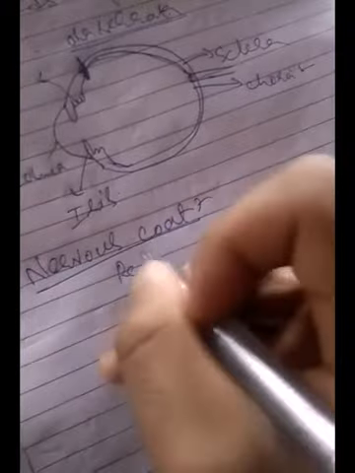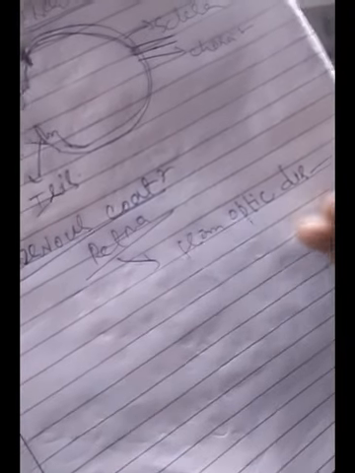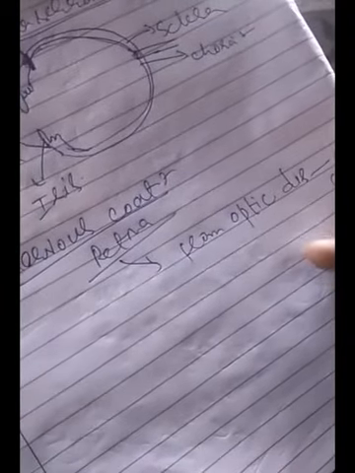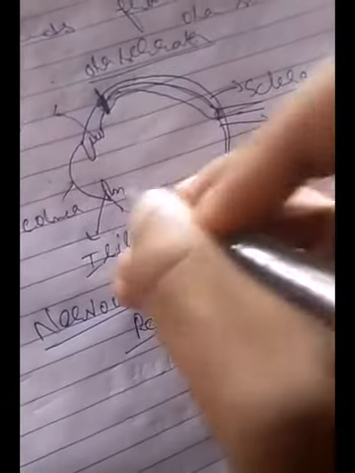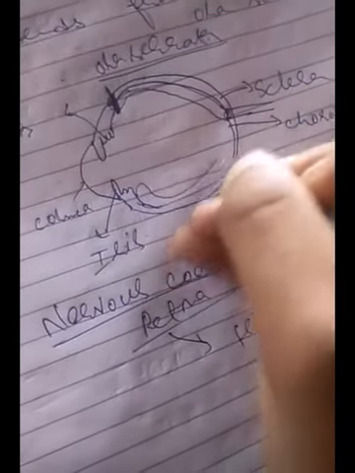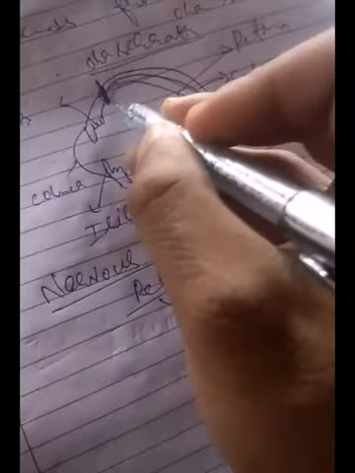It is also called the retina. It also extends from the optic disc to the ora serrata. This is the ora serrata, from the optic disc. This is called the retina, which extends from the optic disc to the ora serrata.